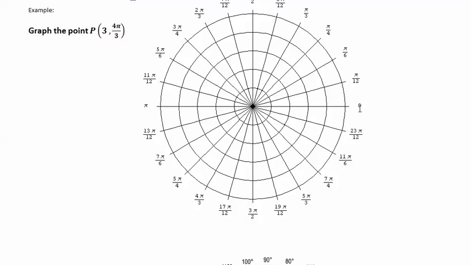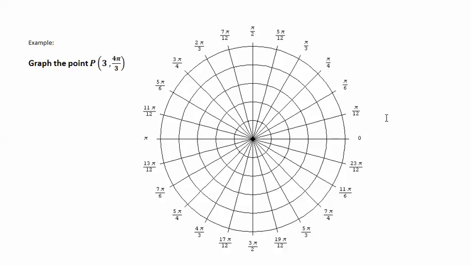Let's look at another point. If we were to graph the point (3, 4 pi over 3), again, we're going to go out 3. We are 3 on our r. So 1, 2, 3. That means we're 3 on our r. And then we are going 4 pi over 3.